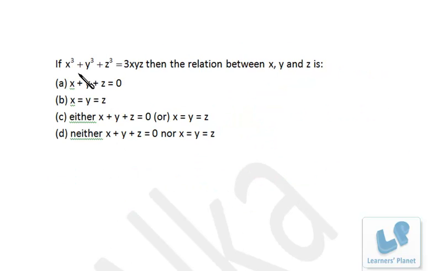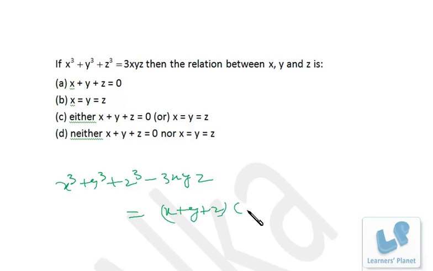Now this problem: if x cube plus y cube plus z cube is 3xyz, then what is the relation between x, y and z? I have discussed this identity, x cube plus y cube plus z cube minus 3xyz is equal to x plus y plus z times x square plus y square plus z square minus xy minus yz minus zx. And I have already told you that this identity is going to be really important, right? Now, in this case, if x plus y plus z is 0, then this entire right hand side will be 0. So x cube plus y cube plus z cube will be 3xyz, right?